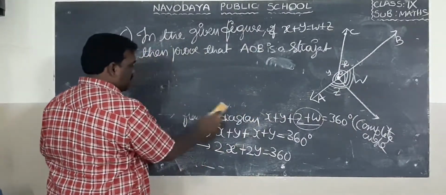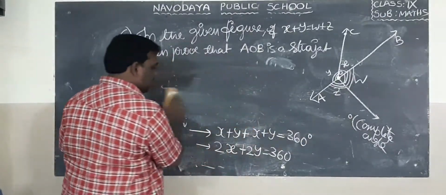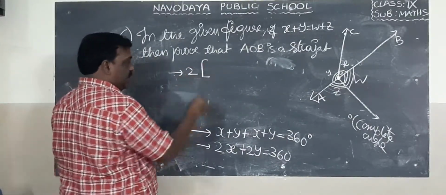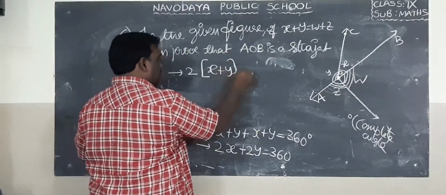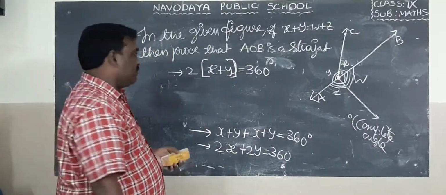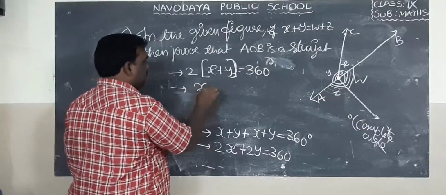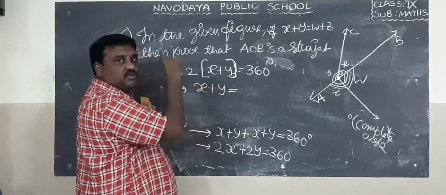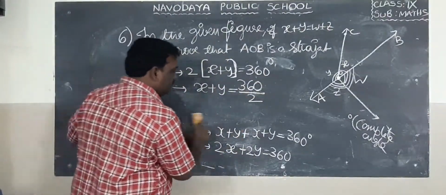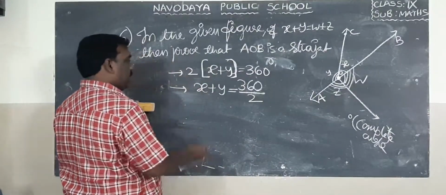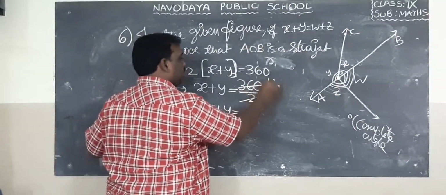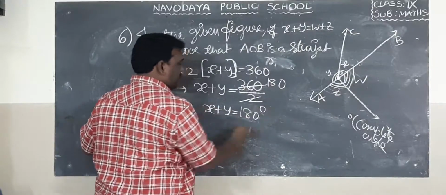Then what is the next step? Let us take 2 common. 2 common, x plus y equal to 360. 2 is moving to the right side. 360 by 2. What is x plus y value? So x plus y equal to 180.